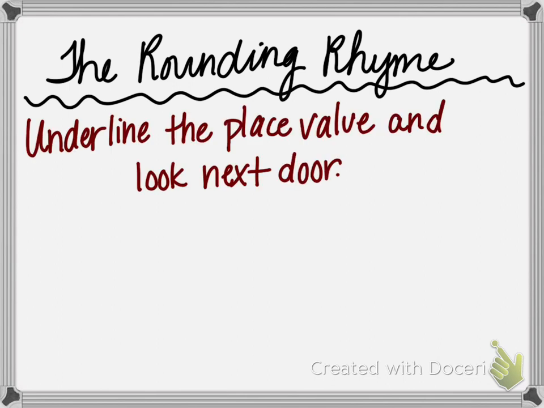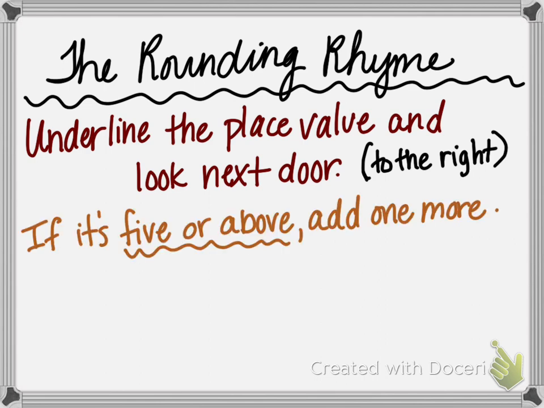Step 1, underline the place value and look next door. That means if you are rounding to the tenths, you underline that number that's in the tenths place. Or the hundredths, you would underline the hundredths place. So underline the place value of where you're asked to round. Okay, and then it says look next door. This means look to the right. So you're going to underline where you're rounding to, and you're going to look to the number that's directly to the right of that place value.